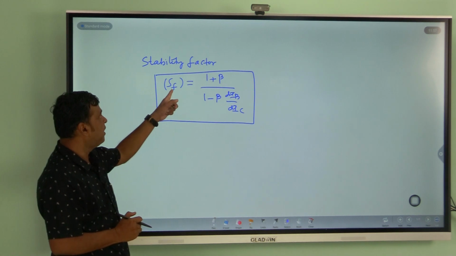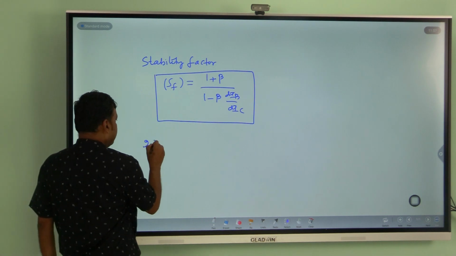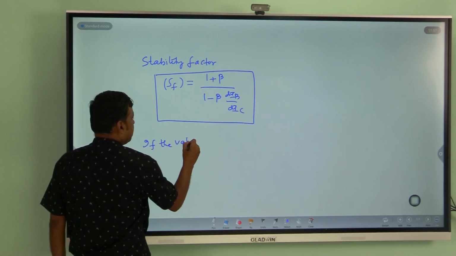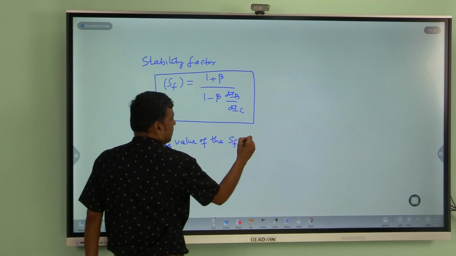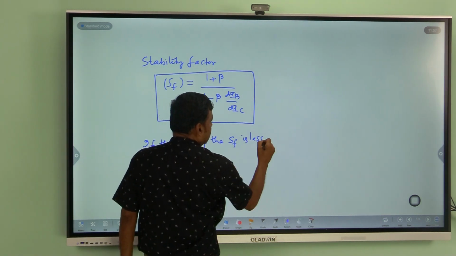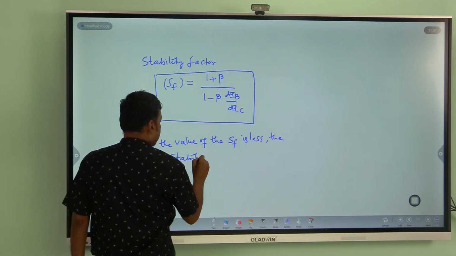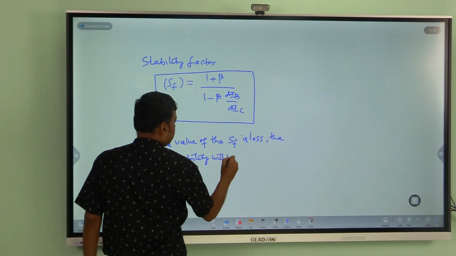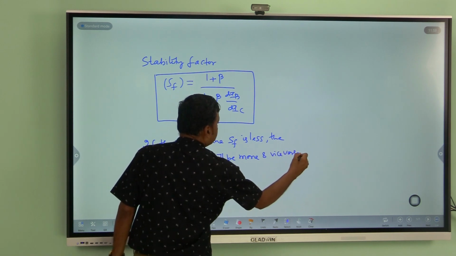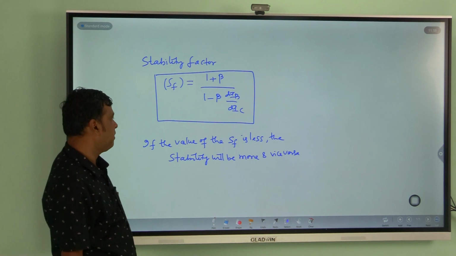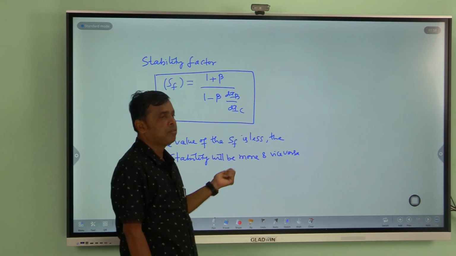If the value of the stability factor is less, the stability is more. From this expression, if the value of the stability factor SF is less, the stability will be more, and vice versa. If the value of the stability factor is more, then stability will be less.